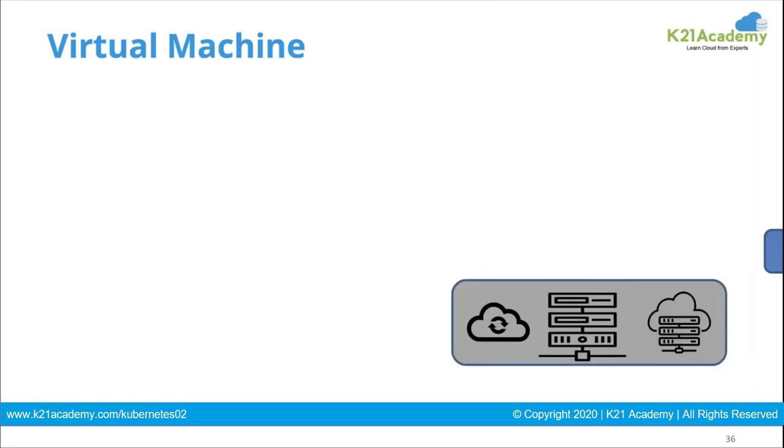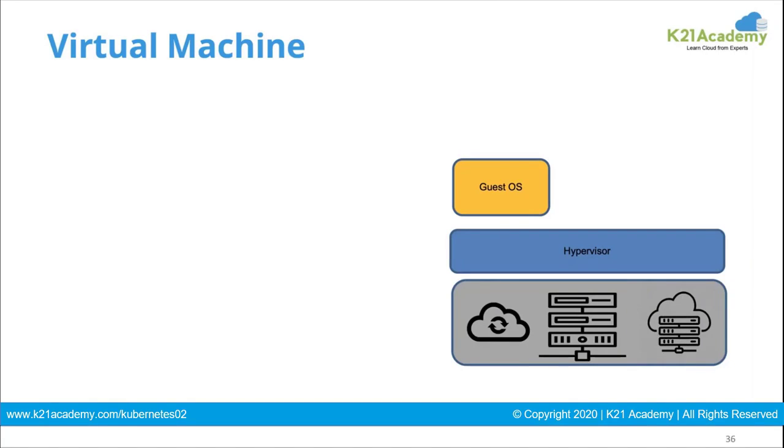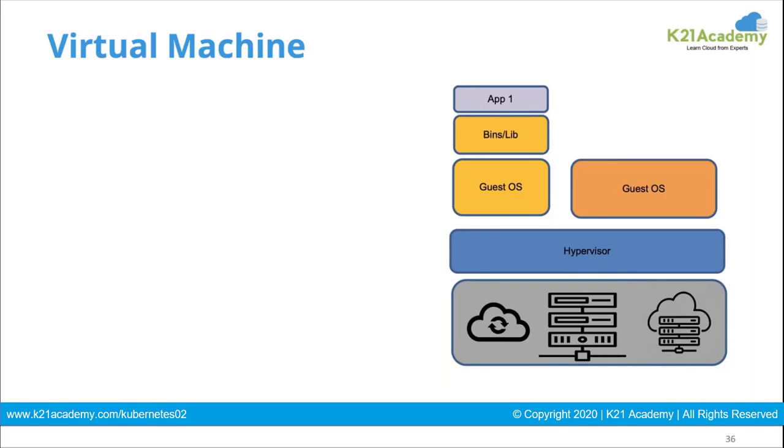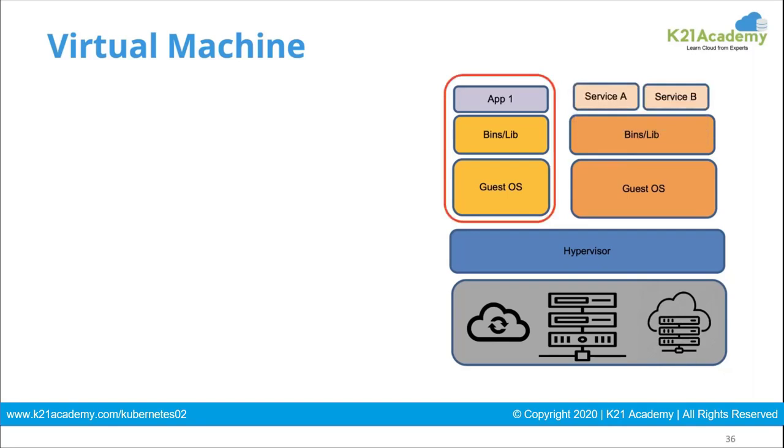In case we have a virtual machine, we have a hypervisor. I'm running a guest operating system, and I am running binaries and libraries, and then on top of it there is an application. If I have another virtual machine running, I have the guest operating system, the library binaries, and the set of services running on top of it, right? So what happens if I have to package? This packaging comes with the guest operating system.